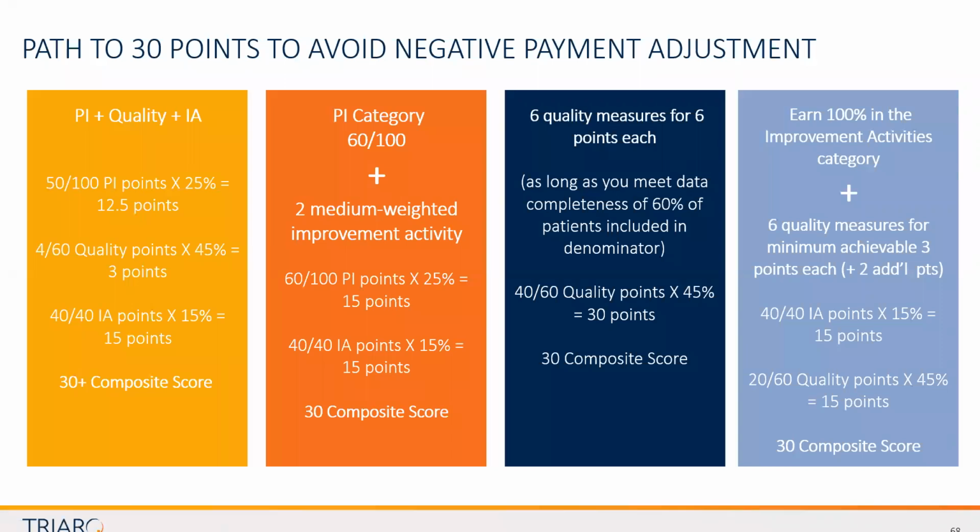That's a 30. If I get 60 in my PI and do 2 medium weighted improvement activities and don't even do quality, I'm going to get 30 points. If I do all 6 measures and get 6 points each, I'm going to get a 30. If I do a great job with the improvement activities, getting my 100% there, and I get the bare minimum 3 points for each of the quality measures, plus some additional points there, that is going to get me to a 30. So there's a lot of ways to get to 30. That's the overarching message there. If just getting the 30 is your goal, lots of ways to get there.